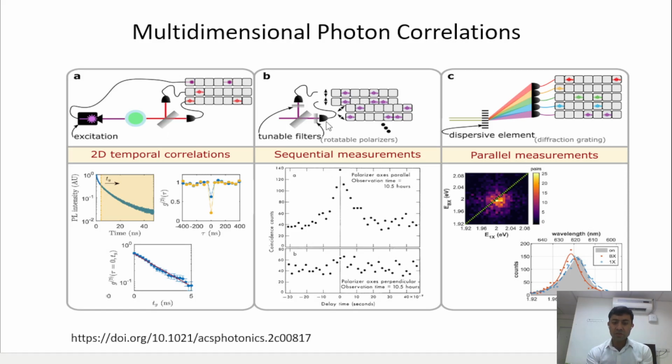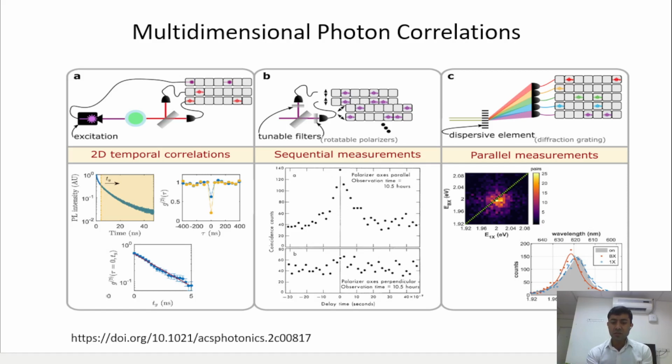So photon bunching peak at 0 time delay. Here at 0 time delay we have this anti-bunching peak. So this is observed for parallel polarization, not for perpendicular polarization. And now these sequential measurements mostly take much longer time, so parallel measurements are used to overcome this deficiency.